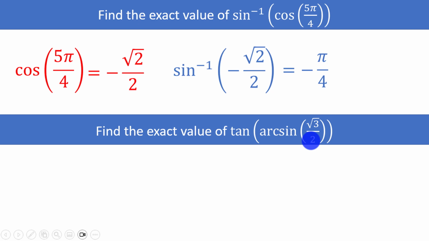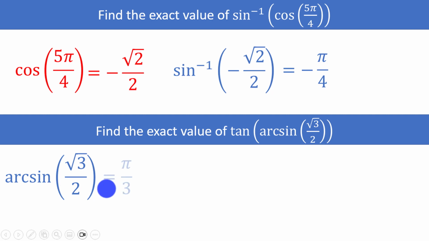Since we're dealing with sine, the answer is somewhere between negative pi over 2 and pi over 2. So sine of what gives me square root 3 over 2? Hopefully you said that's going to be pi over 3. So we place that on the inside. What is tangent of pi over 3? Hopefully you have that memorized. Tangent of pi over 3 is just the square root of 3.